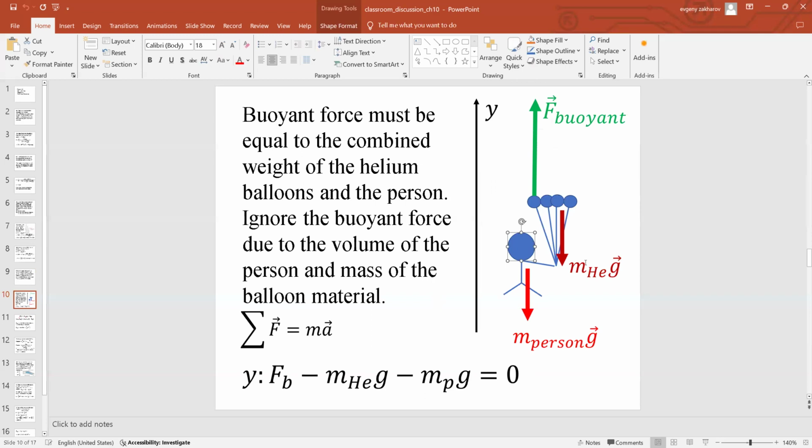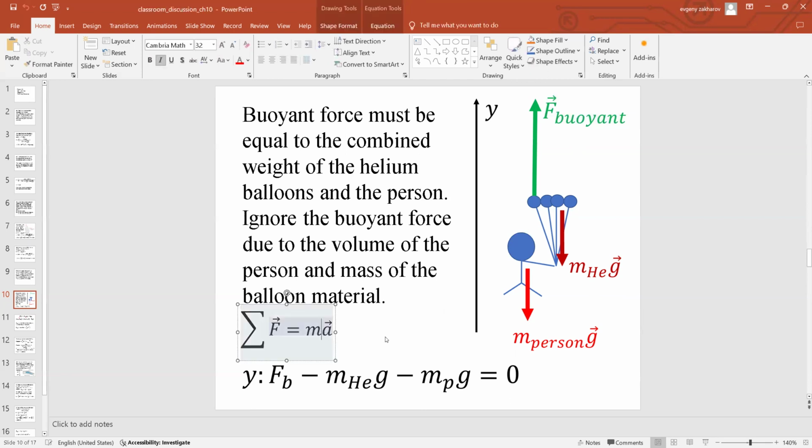So we got a person of a certain mass, a certain amount of helium balloons. Of course, there is some mass to those balloons, and there is a gravity for the person. So two gravitational forces to counterbalance with the buoyant force. Why do we have buoyant force? Because helium has less density than the air. Air is nitrogen and oxygen. Helium is much less in terms of the atomic mass, so less density, and that's why you get the upward buoyant force. Buoyant force is always upward, remember that.